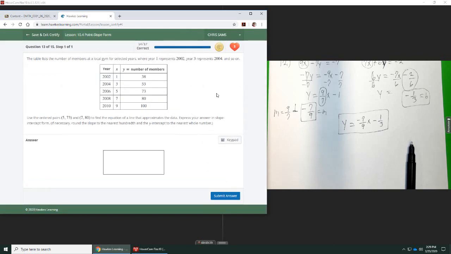All right, number 13 says we have a table, a list of number of members of a local gym. Selected years, year 1 represents 2002, year 3 represents 2004, and so on. Use the ordered pairs (5, 73) and (7, 80) to find the equation of a line and approximate the data. So we're going to use 5, 73 and 7, 80 and write the equation. So we have 2 points. We're going to write the equation of a line.